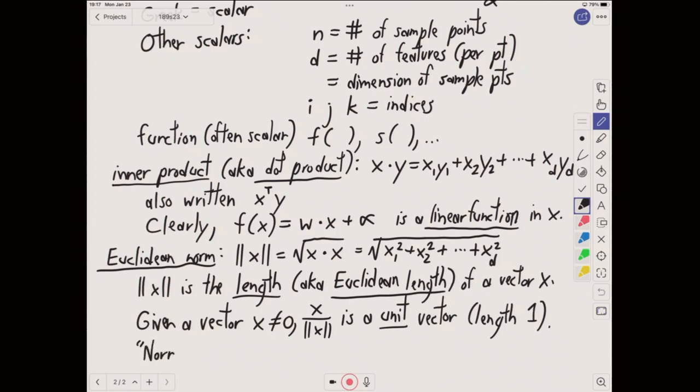And so you'll often hear the phrase normalize a vector. And usually, well, the word normalize is a little bit fuzzy. It's used in multiple ways by multiple people. But most commonly it's used to refer to the act of replacing x with the unit vector pointing in the same direction in some algorithm.